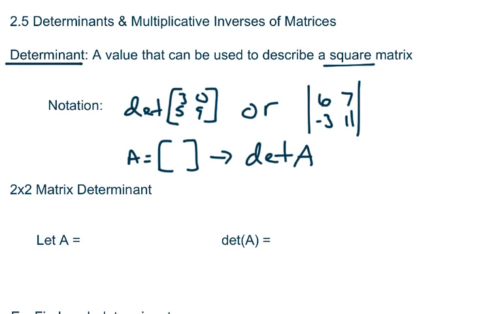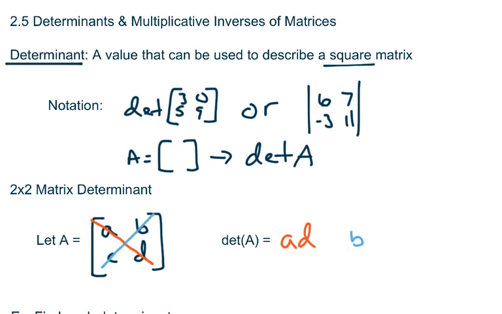So let's let A be equal to a 2 by 2 square matrix. Call it A, B, C, D. It really doesn't matter what your elements are, but I'm labeling them so you can see what's going to happen to find the determinant. The determinant of A is equal to, we're going to take this main diagonal, AD, multiply those two numbers together, and do the same thing with the other diagonal, BC. And we're going to subtract them. That is how you find the determinant of a 2 by 2 matrix.